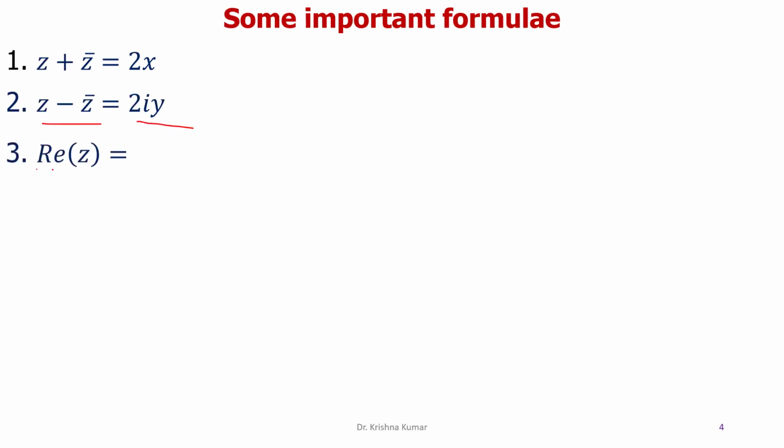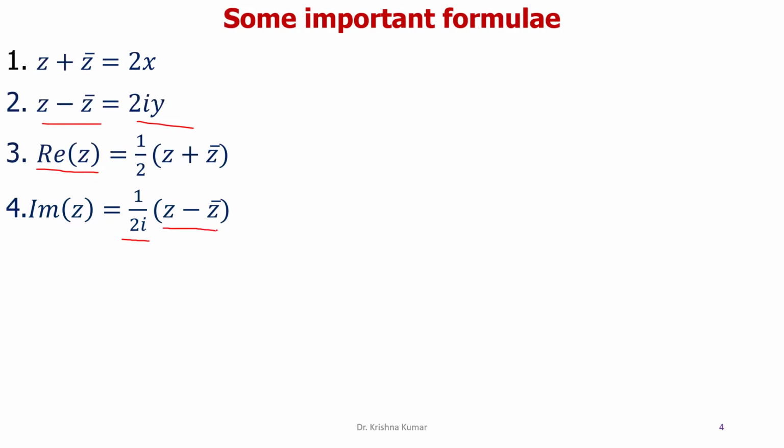Third formula, real part of Z is equal to 1 upon 2 times Z plus Z bar. Z bar means conjugate of Z. Fourth, imaginary part of Z is equal to 1 upon 2i times Z minus Z bar. Fifth property, conjugate of Z1 plus Z2 is equal to conjugate of Z1 plus conjugate of Z2.